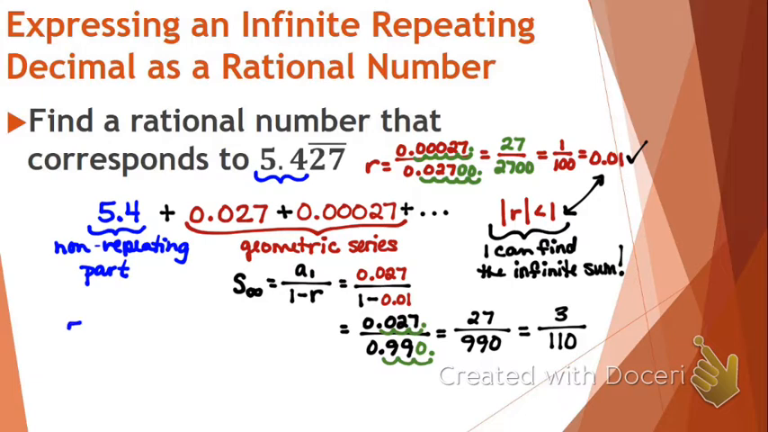I have 5.4 plus 3 over 110. Because 3 over 110 is this repeating part right here. What do I need if I'm going to add these two things together? I need a common denominator. This is something else that you need to practice doing without a calculator. Multiply 5.4 by 110.